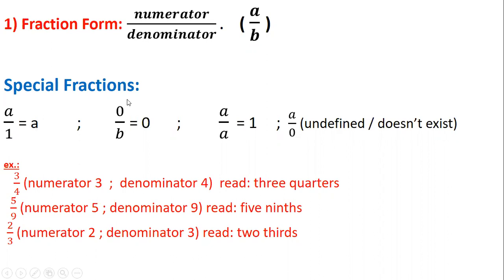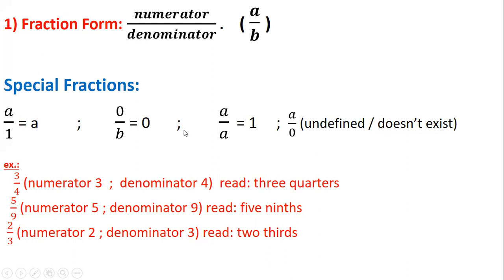The second special fraction is 0 over B. In the numerator, we have a 0 over any number. For example, 0 over 5 is 0. 0 over 7 is 0. 0 over 2 is 0. 0 over 10, it is 0. 0 over 9, it is 0. So whenever the numerator is 0 over a number, directly I will say my fraction is 0.